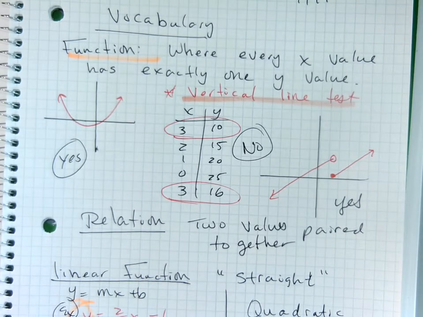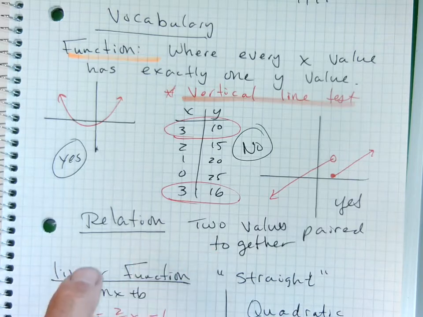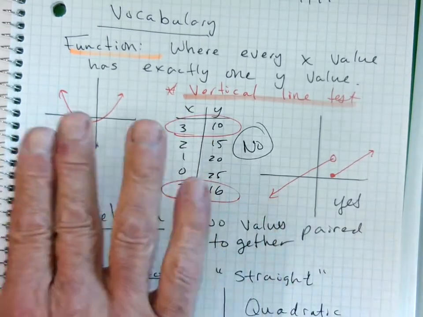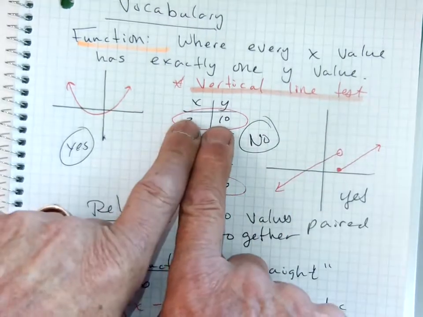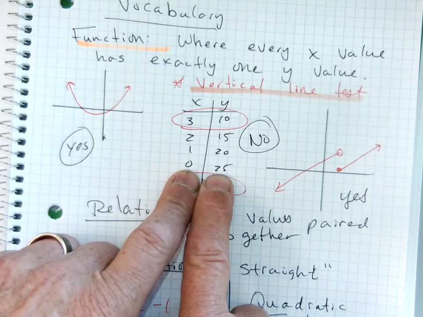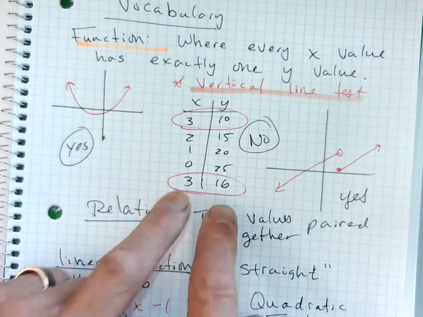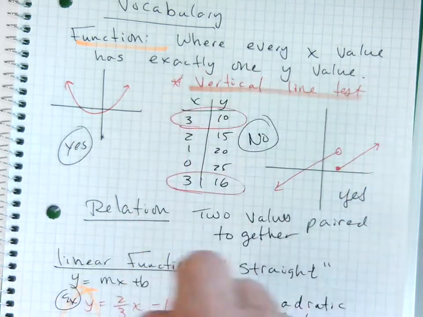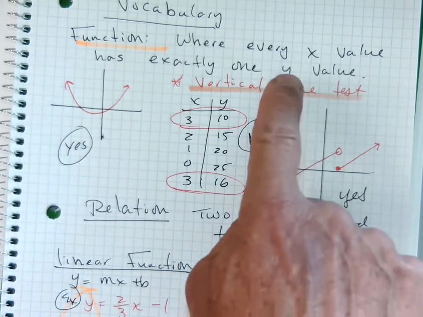Now, a relation is just two values paired together. So all of these are relations. You've got two things paired together, two things paired together, and so on. It does not have to be a function to be a relation. But to be a function, it's where every x value has only one y value.